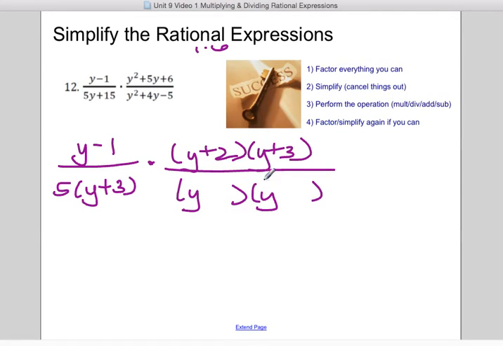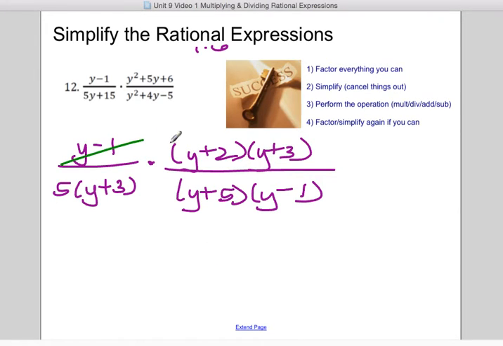What multiplies to a -5 but adds to 4? Well, the only thing that multiplies to 5 is 5 and 1. If I want to add to a +4, it means this is positive and this is negative. So there is that. Now I just say what can cancel.